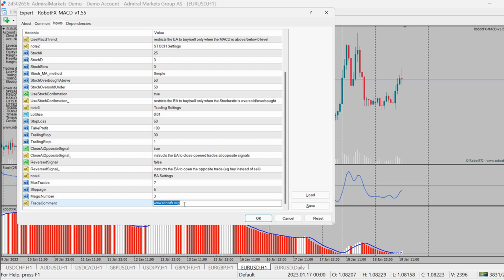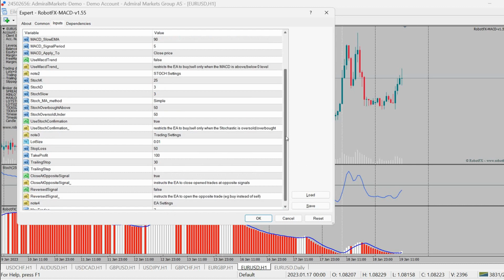Well, maybe you want to test some strategy and you will enter a comment such as make the stop loss 50 pips and take profit 100 pips, for example, and that way it will be easier for you to find the trades that were opened and closed by this expert advisor. This setting is up to you whether or not you are using it. You can also leave it empty.